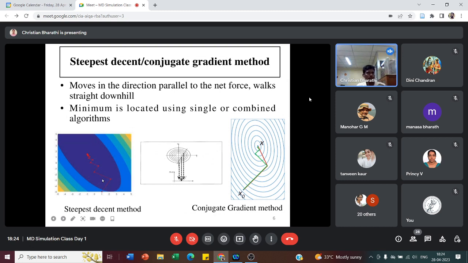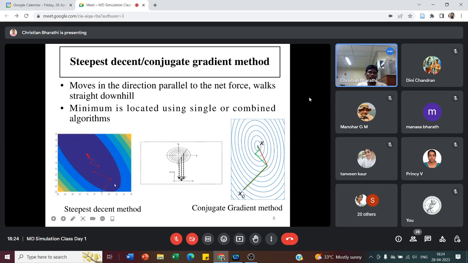Like that, the direction of force changes so many times, so the path is also changed here, and it reaches the minimum after many steps.